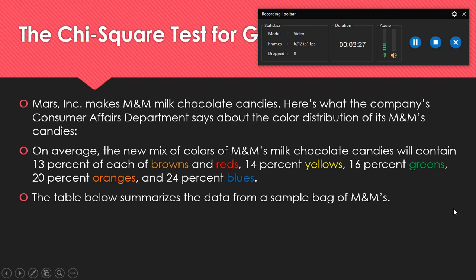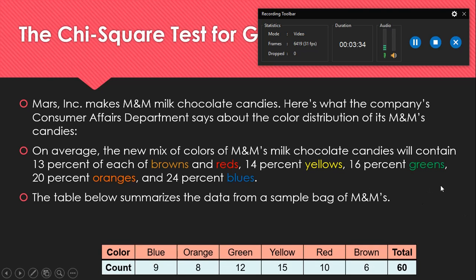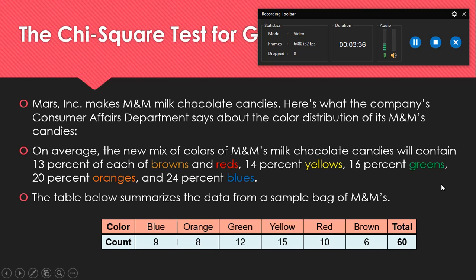So we want to test if that's really accurate when you grab a bag of M&Ms at the store. So a bag of M&Ms was selected, and they counted each color, and this is what they found. There's also 60 M&Ms in the bag.